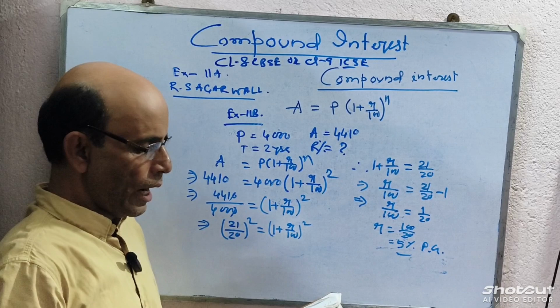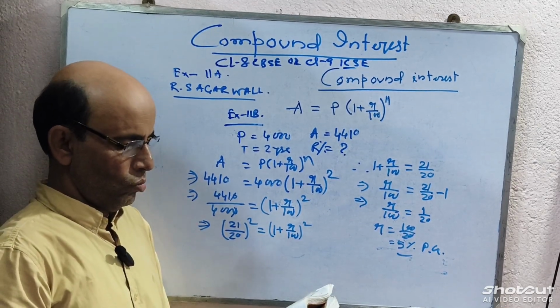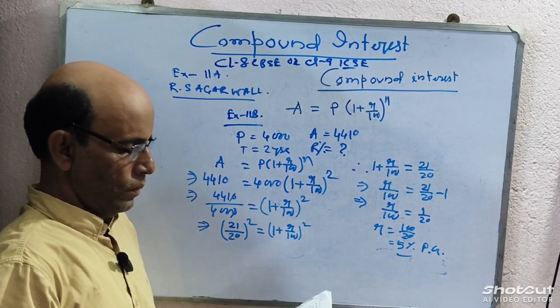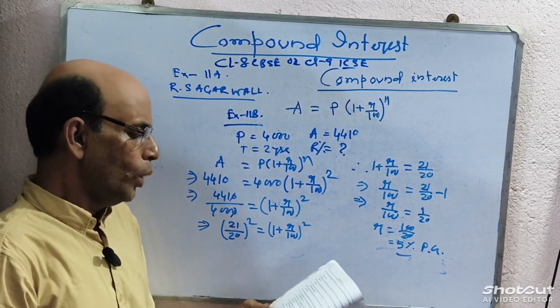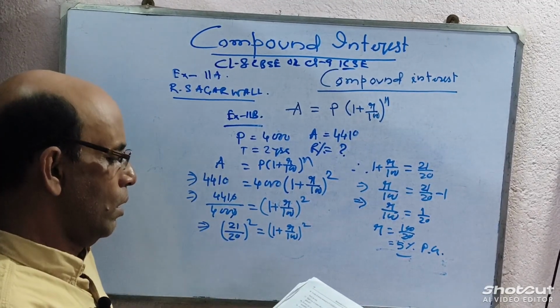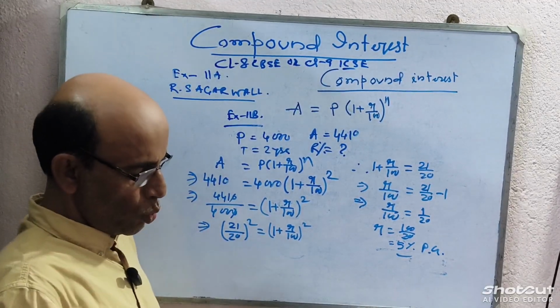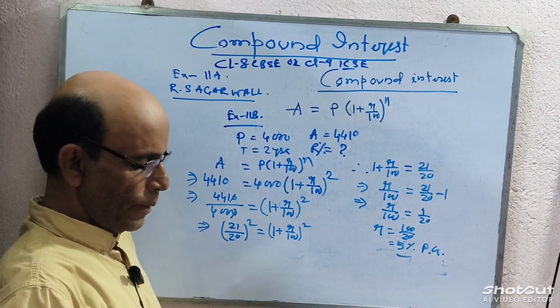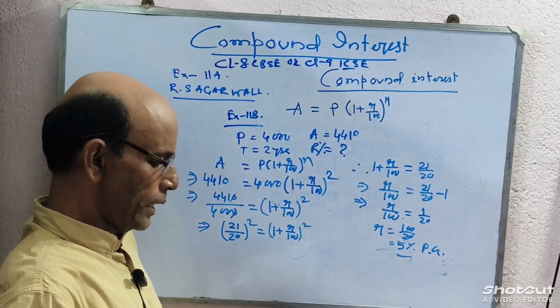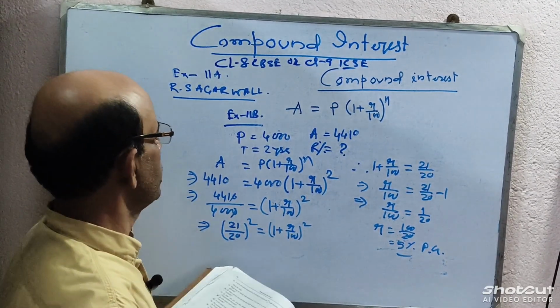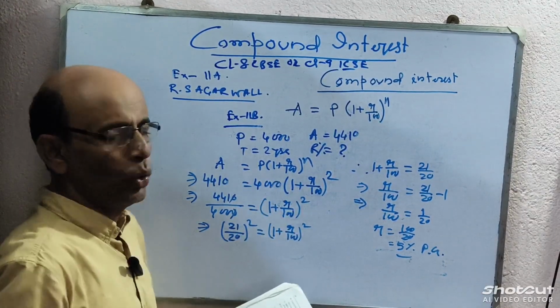Next sum: in how many years will rupees 1,800 amount to 2,178 at 10% rate of interest when compounded annually? Same type but a different technique will be followed.